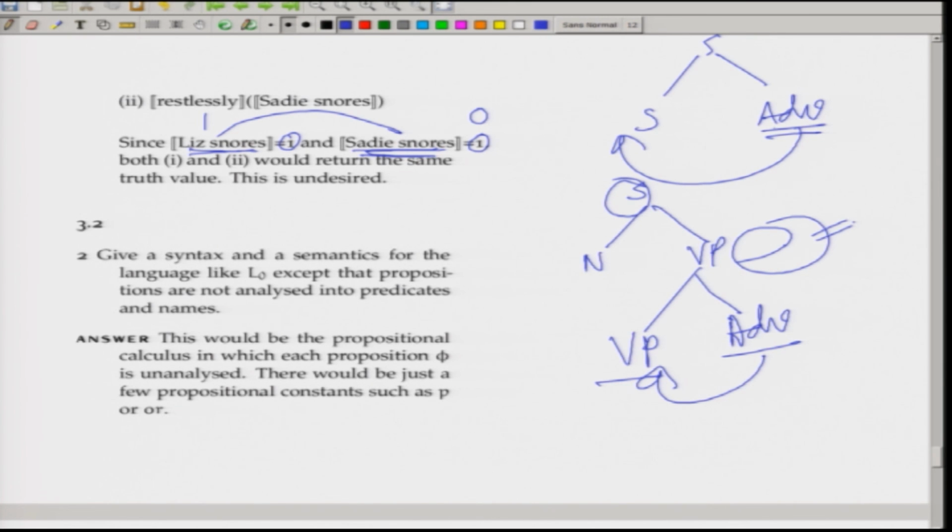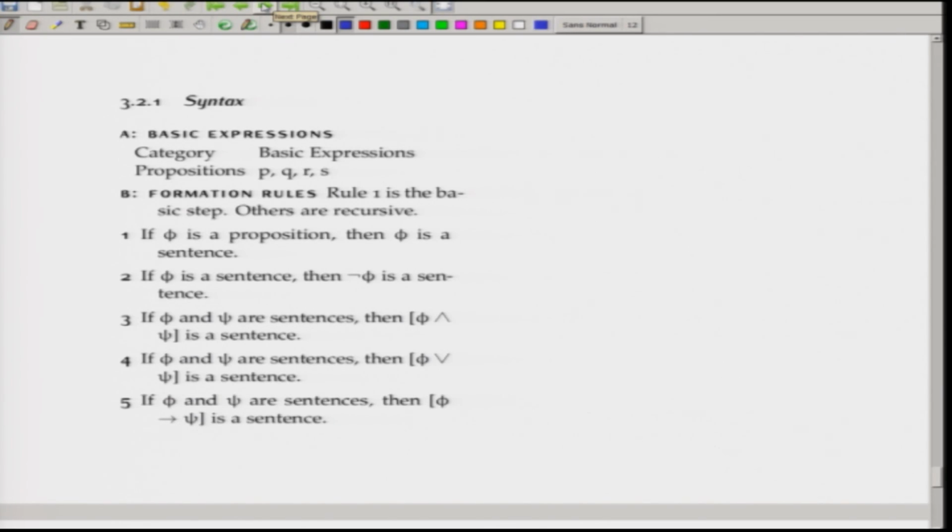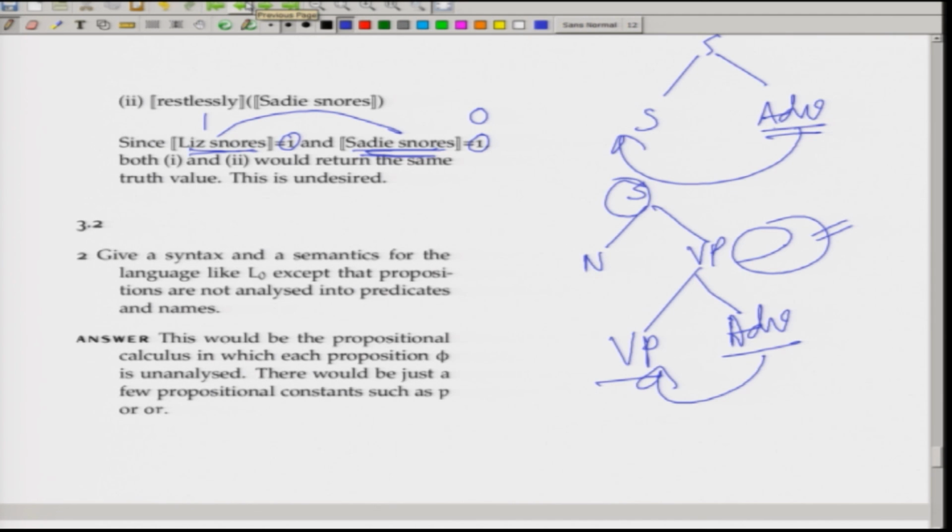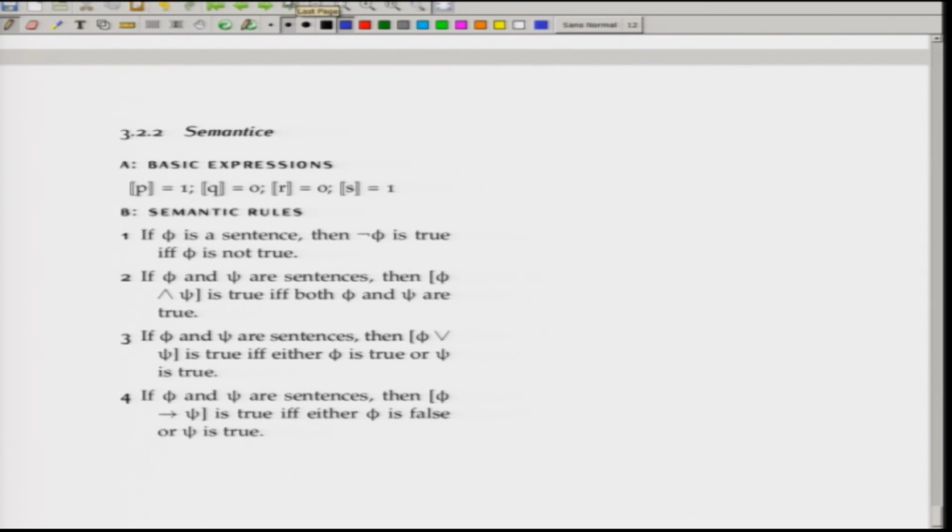So, I just wanted to solve one problem, a practical thing the book gives, and then we could also consider a very short thing, another problem. Suppose we have this question: give us syntax and semantics for the language like L0 except that propositions are not analyzed into predicates and names. So, what will be the structure of it? So, I was just trying to have a very small specimen. So, it is actually for logic.